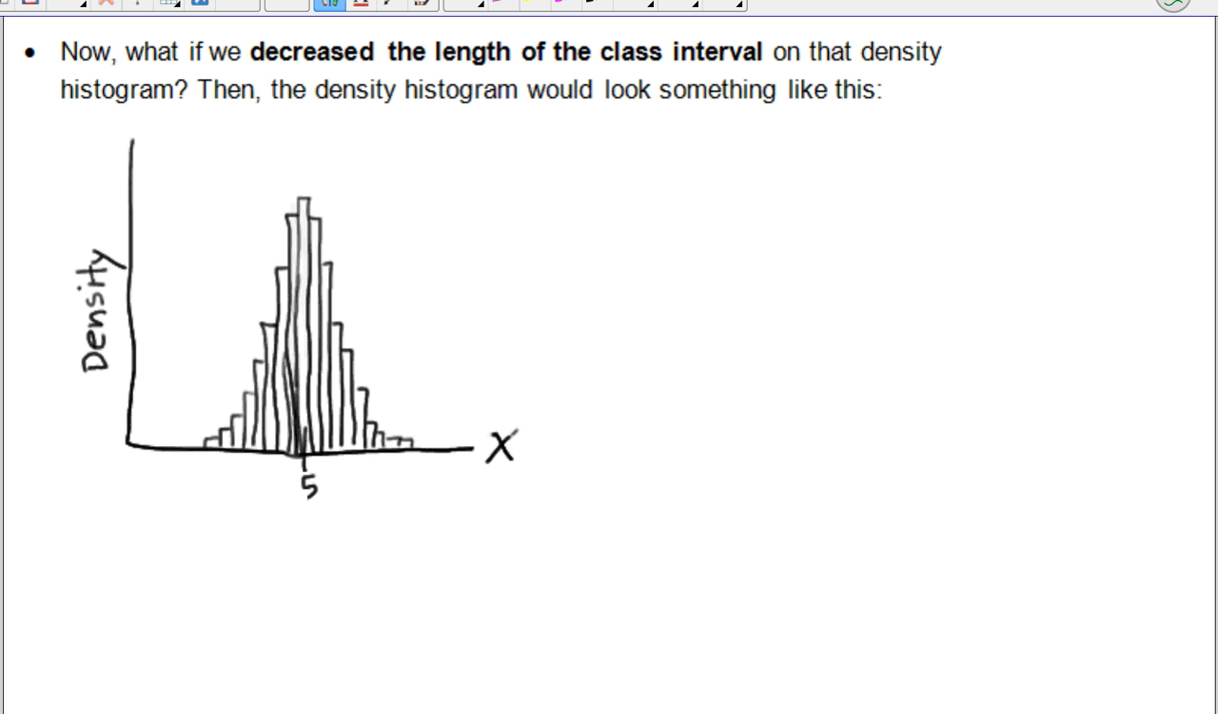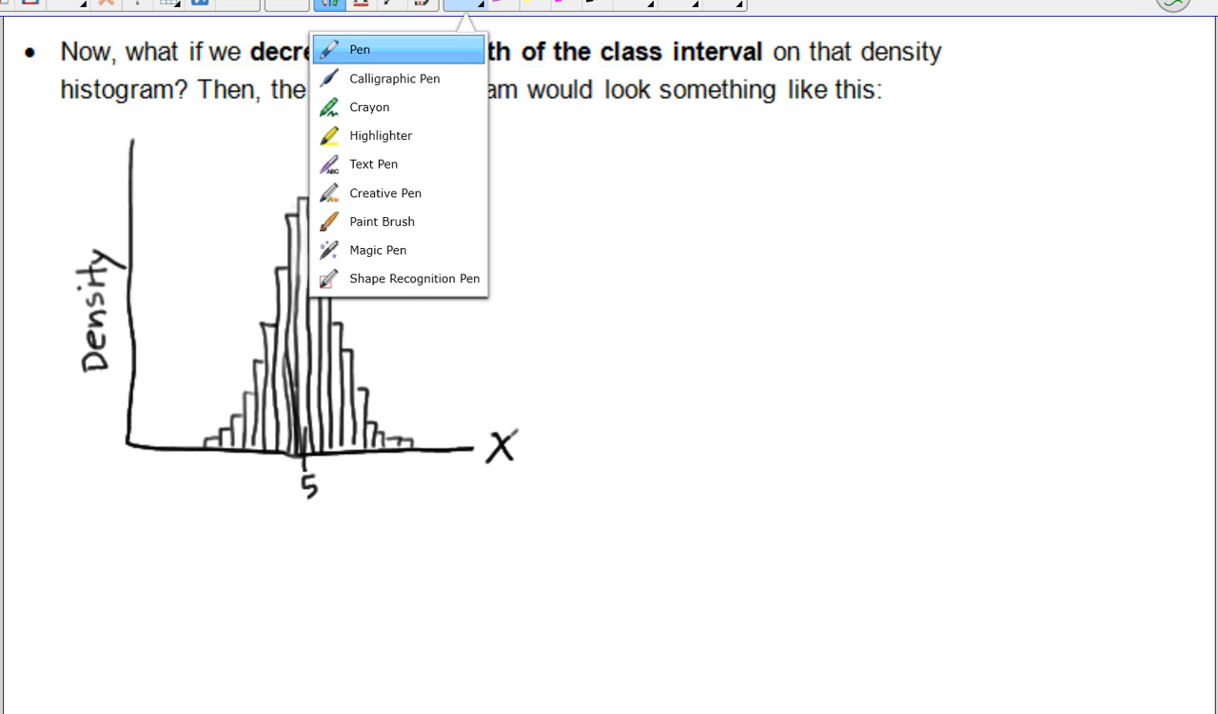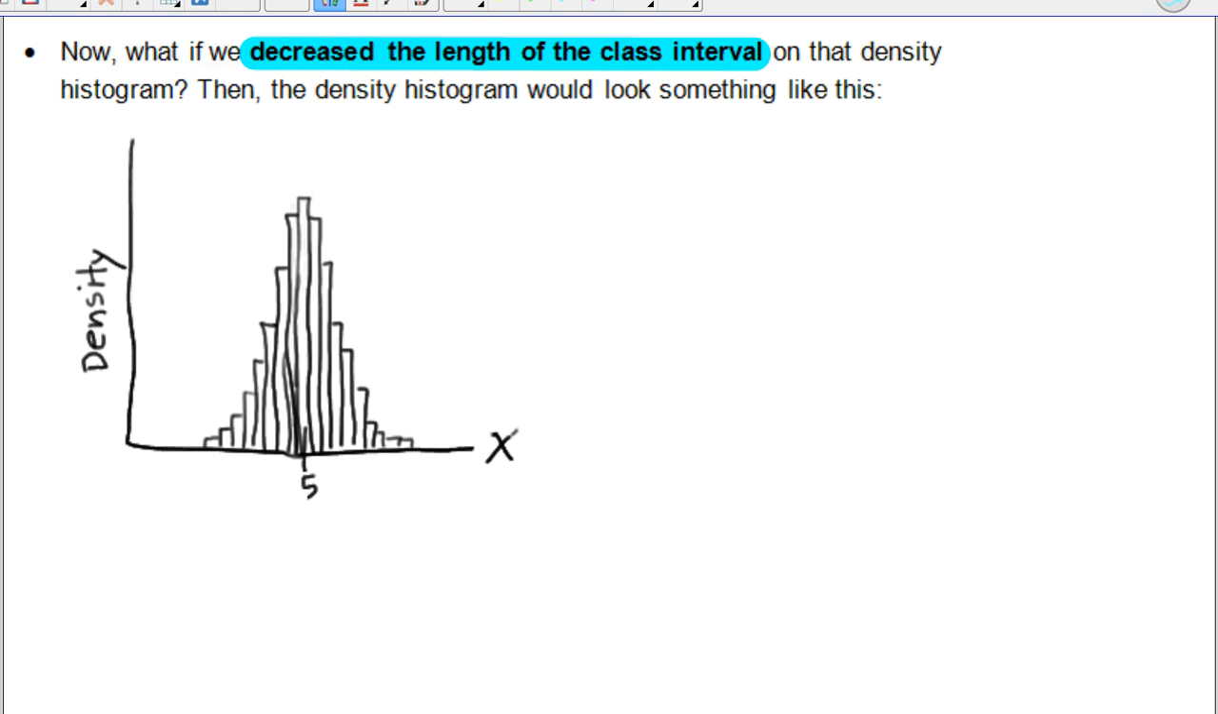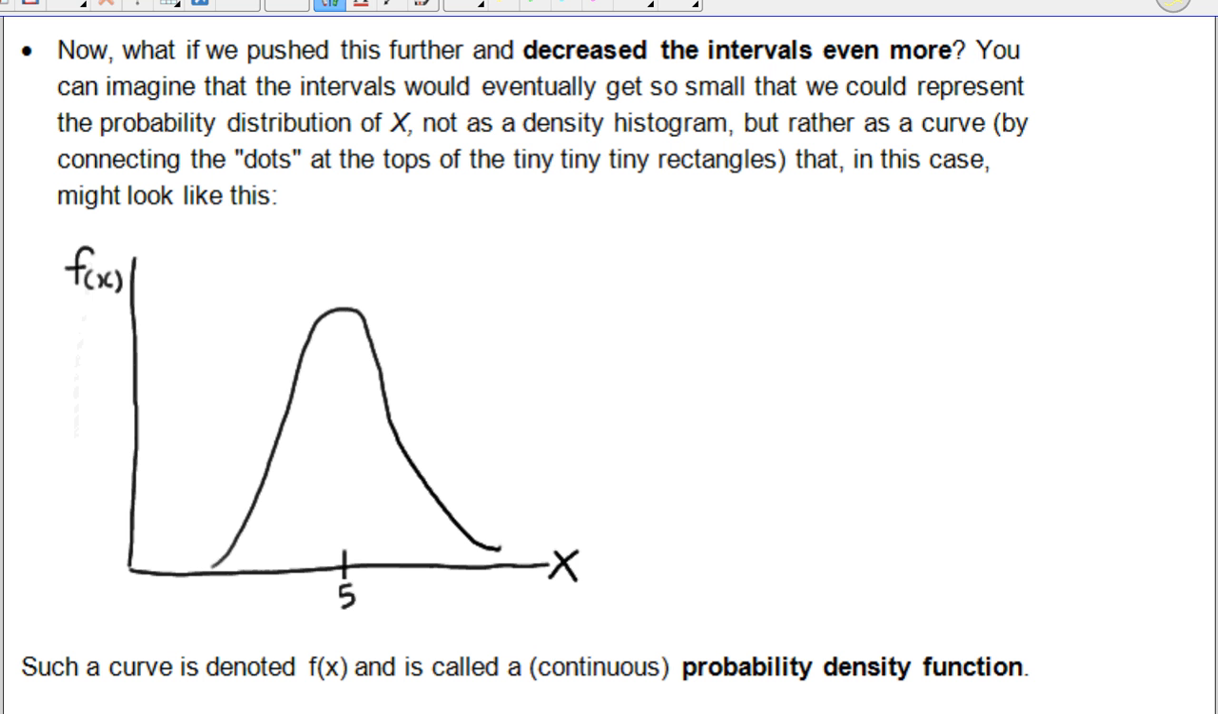Now, what if we decrease the length of the class interval? If we decreased the length of each class interval on the density histogram, then the density histogram will look something like this, because you have smaller class intervals. How about if we push this further and decreased the intervals even more? You can imagine that the intervals will eventually get so small that we could represent the probability distribution of x not as a density histogram, but rather as a curve.